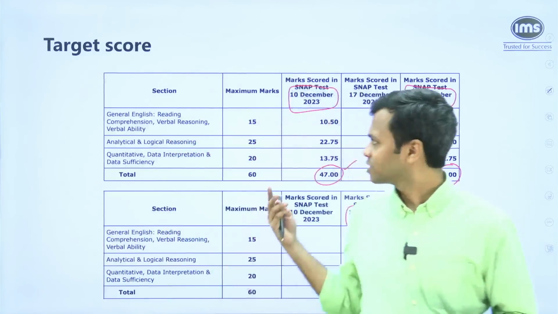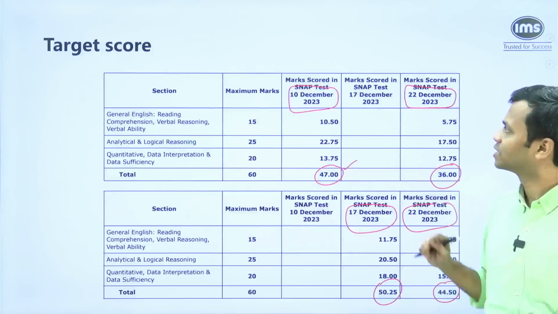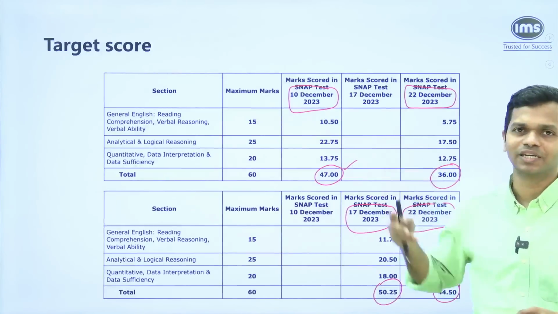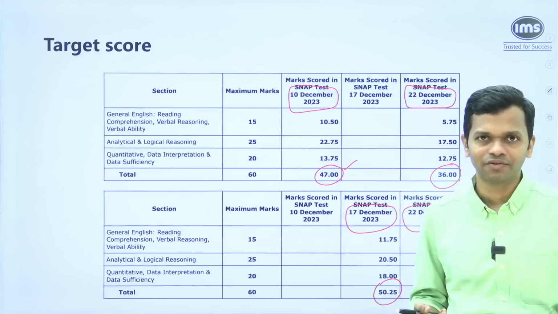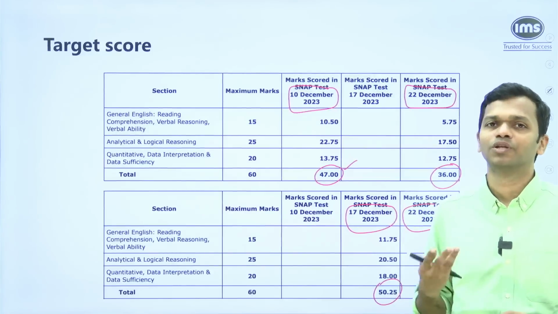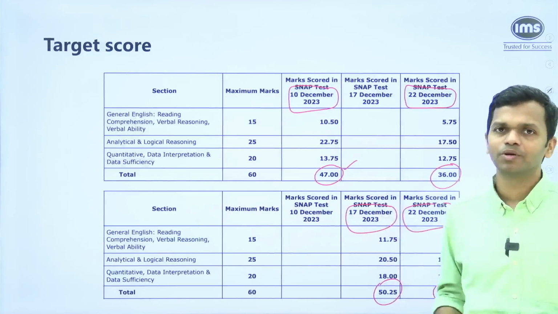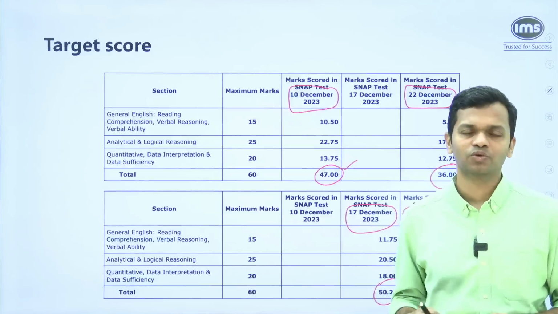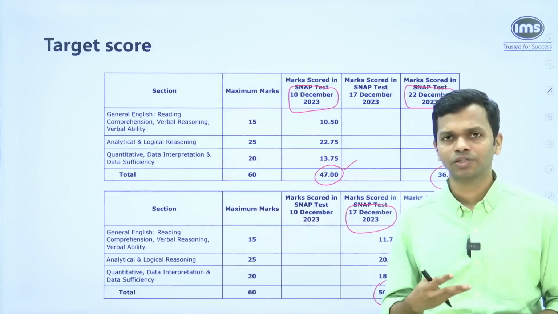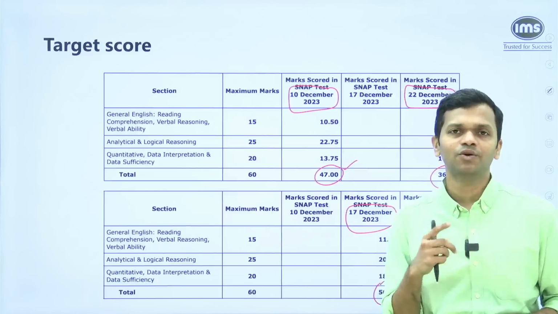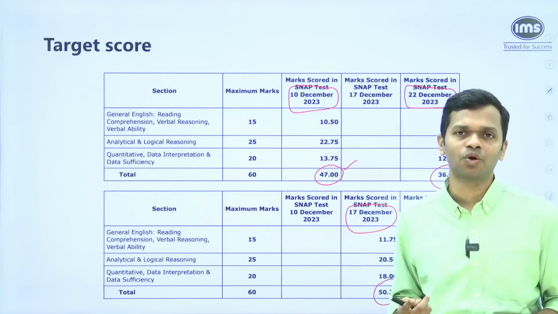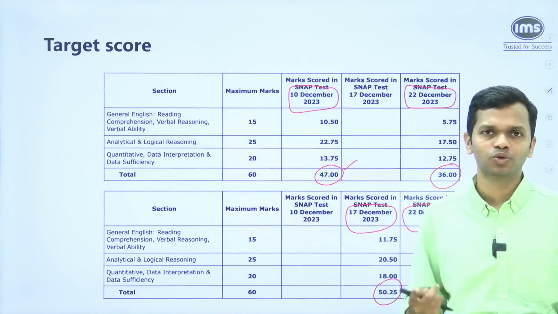Or in the first case, if you look at it, from 47 to 36, from 10 December to 22nd December. So this is not because, let's say, the student is not putting in the effort or not performing up to their potential. This is purely because of the difficulty of the test. In a lot of cases, and we have observed this over several years of SNAP, the difficulty of the test has fluctuated a lot from slot 1 to slot 2 to slot 3.